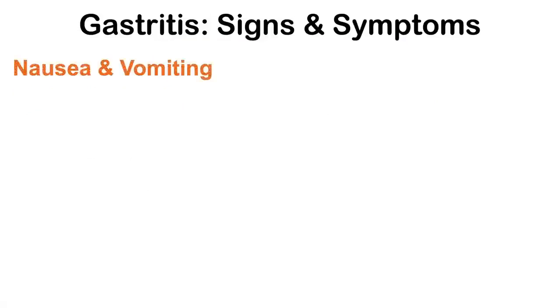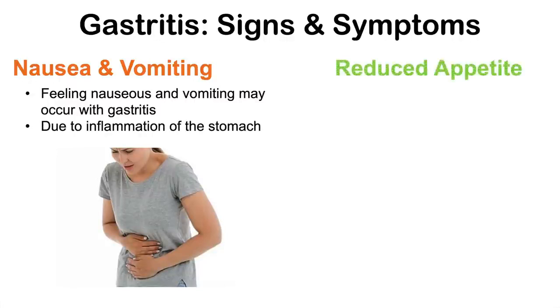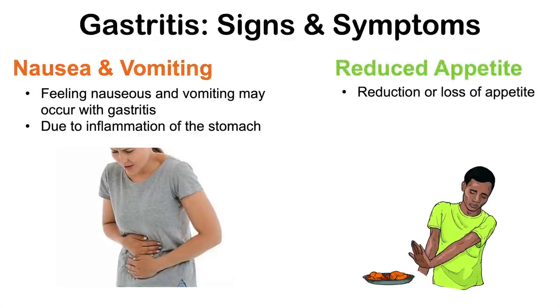Some other signs and symptoms include nausea and vomiting. So feeling nauseous and vomiting may occur with gastritis due to inflammation of the stomach. You can imagine that if the stomach is inflamed, this can cause some nausea for the patient. This can also lead to a reduced appetite as well. So a reduction or loss of appetite can occur with gastritis, and again, this is due to stomach inflammation.